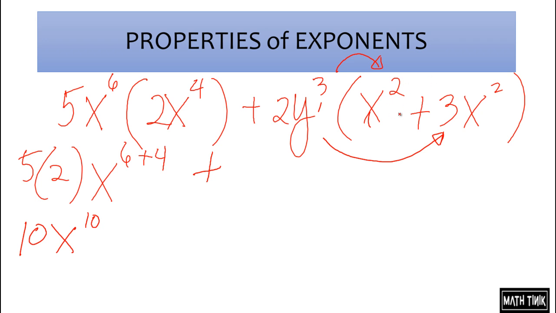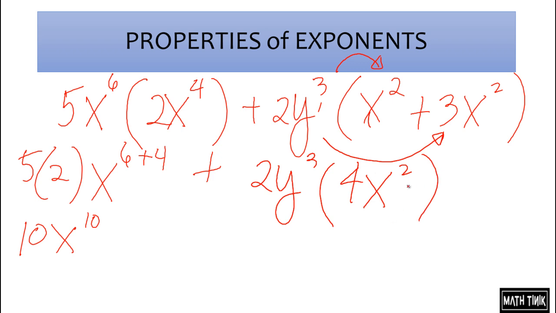So, if it's like this, you'll see the variable is the same. This is x, this is also x squared. The exponent is also the same. Therefore, I can rewrite it this way, before I distribute. So, it becomes 4x squared. So, it's four x squared now.